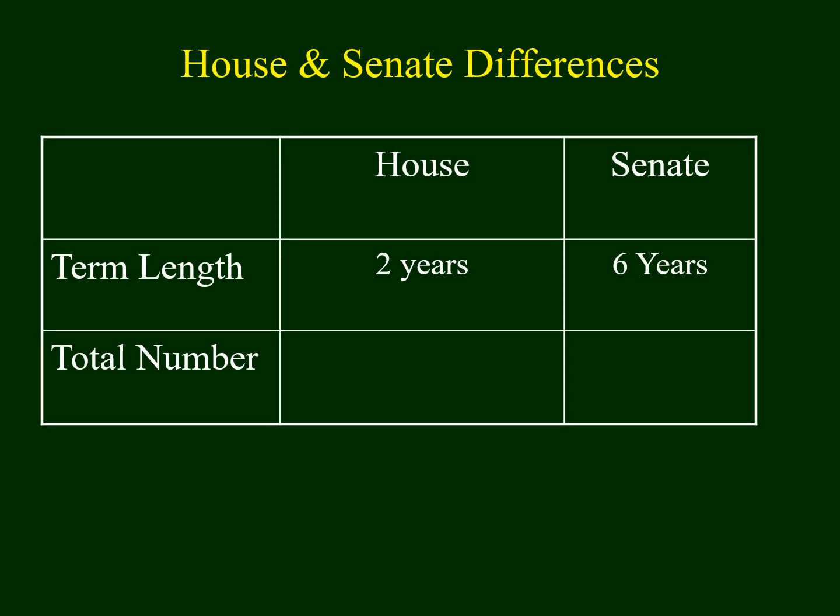Here are some additional criteria. The Constitution requires that House members have a term length of 2 years. It's 6 years for the Senate. While the total number of House members is not set by the Constitution, for the last 100 years or so, the total number of members of the House of Representatives has been 435. And with 2 senators from every state, and with 50 states, today we have 100 senators.